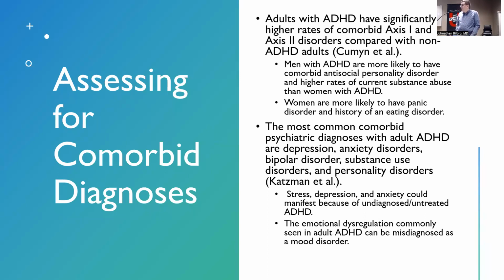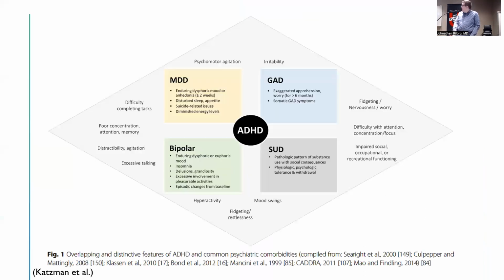Also important is, I mentioned earlier that in adult ADHD, the literature suggests that emotional dysregulation is a pretty common feature, and that it can often be misdiagnosed as something like bipolar disorder, depression, or so on. So keeping those things in mind is important. I included this graphic, and I won't go over it in detail, but it's basically just a way to show that you have ADHD in the middle, all symptoms of ADHD on the outside, and then the squares, you've got depression, anxiety, and so on, showing where the symptoms overlap.